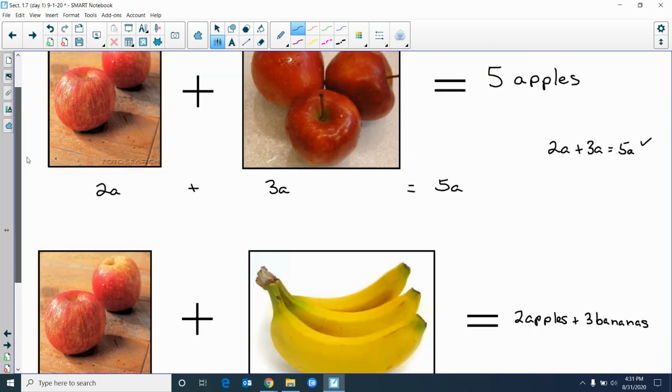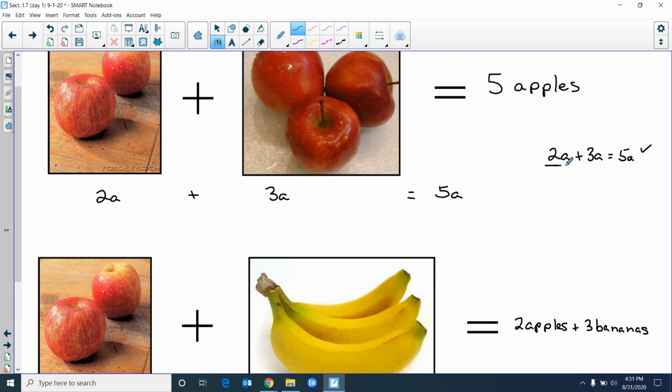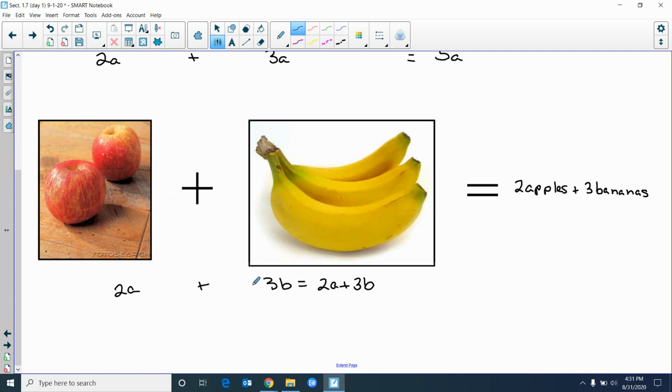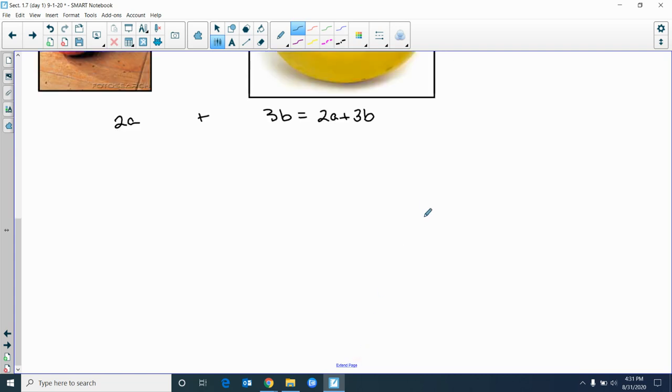And this leads us to what we call like terms. If something has the same variable to the same power, you can combine them by adding or subtracting. 2a plus 3a is 5a. You cannot add them together if they don't have the same variable. That's the only way you can add them. So 5x plus 6x equals 11x. 8y minus 2y, you just take 8 minus 2, which is 6y, as long as those are exactly the same.